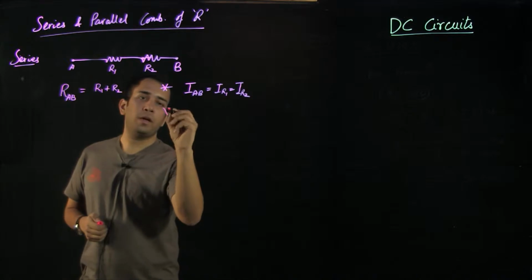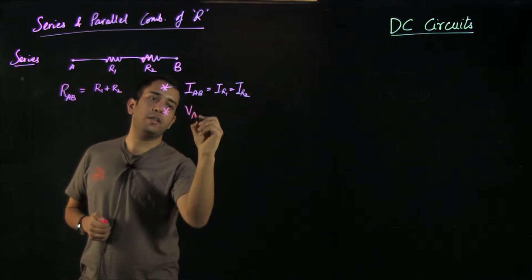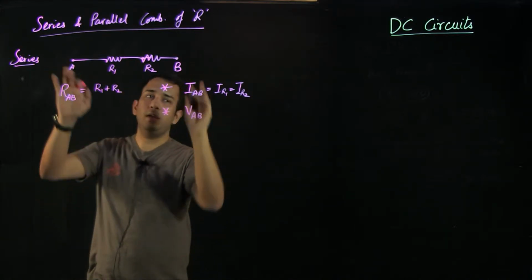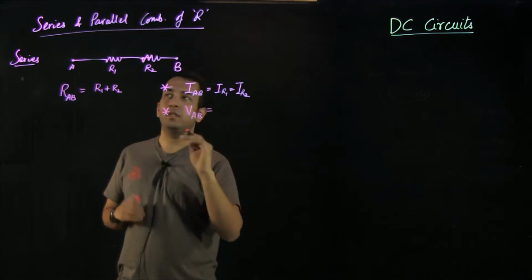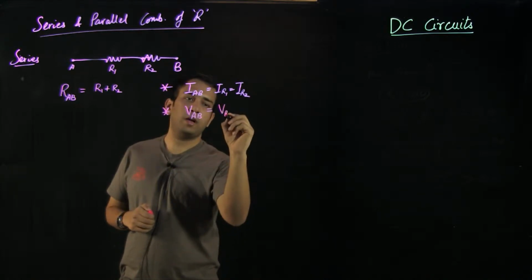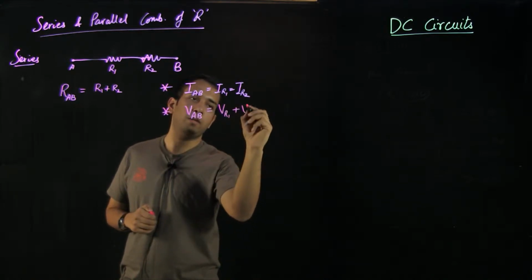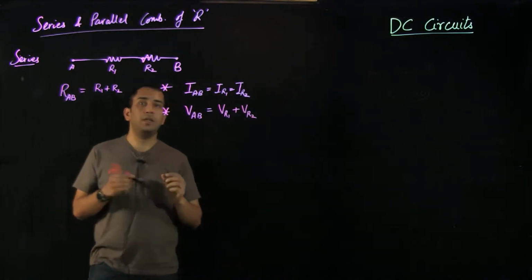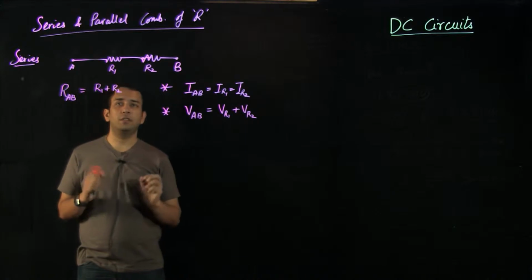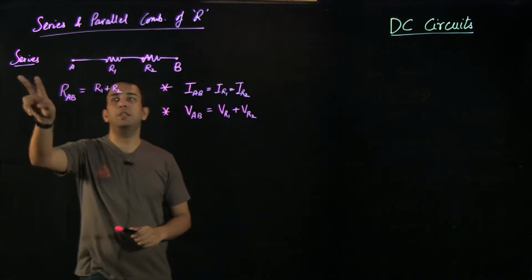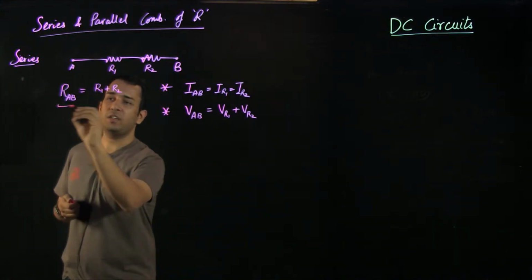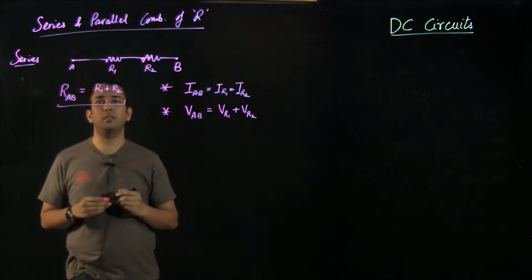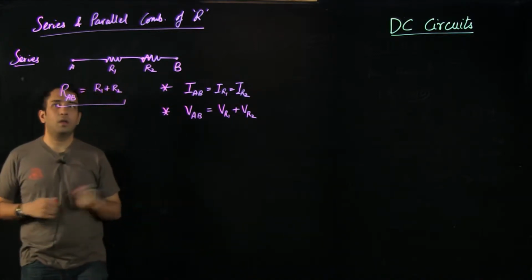The second property is that the net voltage applied across AB is equal to the sum of the voltages across R1 and the other voltage across R2. So these two are the critical points which we need to take away from the series combination, apart from obviously the formula which defines the net resistance of the circuit.